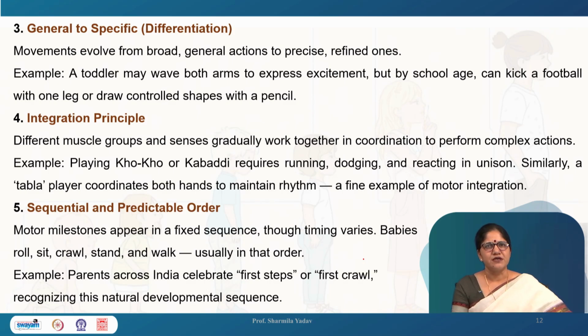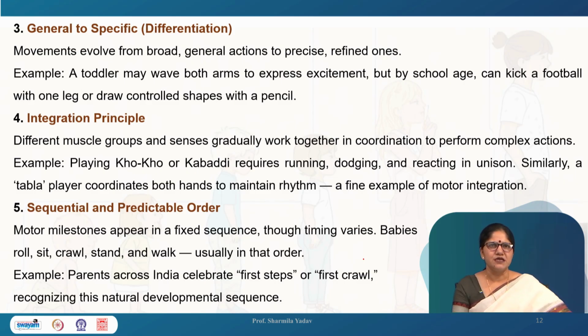General to specific. Differentiation. Movements evolve from broad, general actions to precise, refined ones. For example, a toddler may wave both arms to express excitement, how happy he is or she is, but by school age can kick a football with one leg or draw controlled shapes with a pencil.